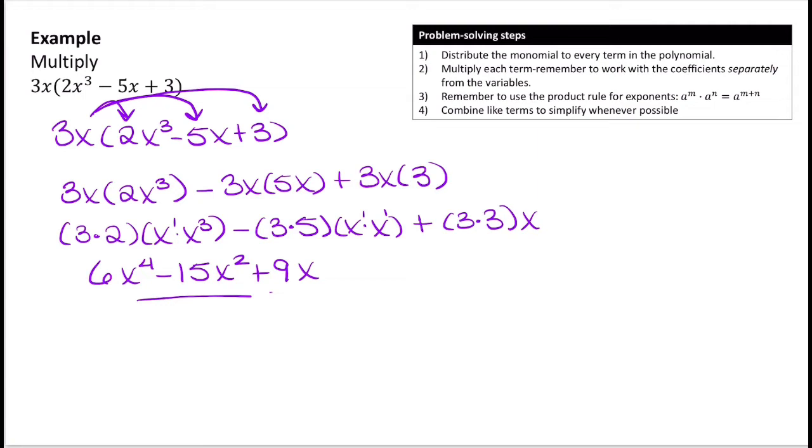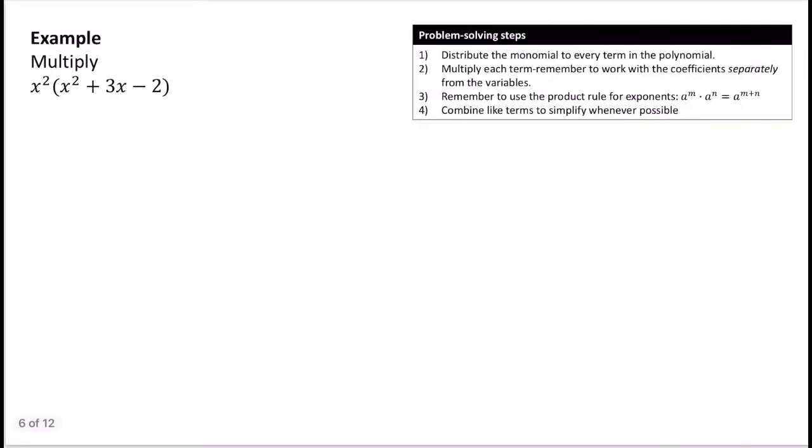So when you're multiplying these, you may not need to write out all of these extra steps. And if you don't need to, that's fine. I'm just doing that in this video so you can see where I'm getting these terms from. So now let's try this problem.